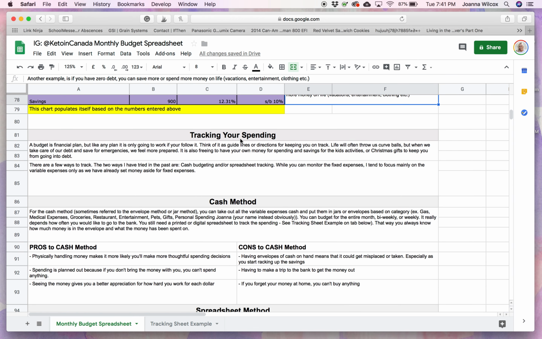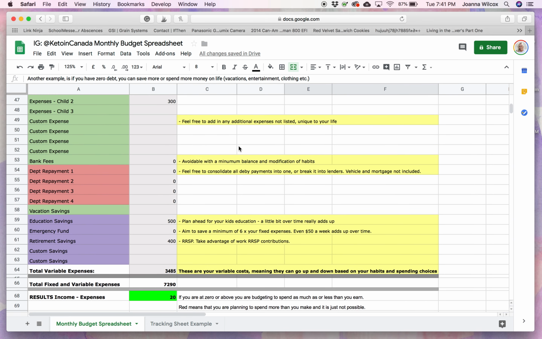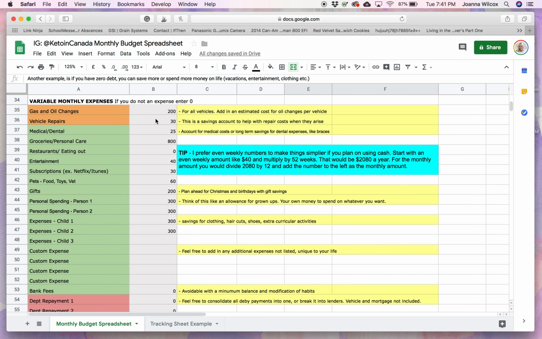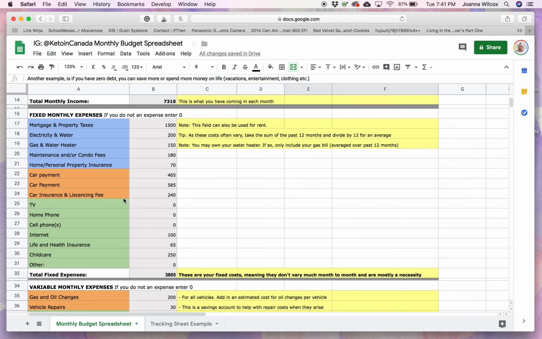So there's different ways to track your spending, and this again is just a financial plan. You've done all the work to plan out how much you're going to spend every single month on basically these items. You don't really need to look so much at your fixed expenses because those are coming out of your bank account regardless.